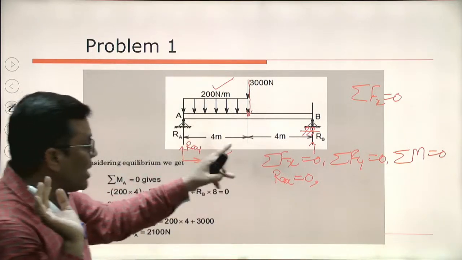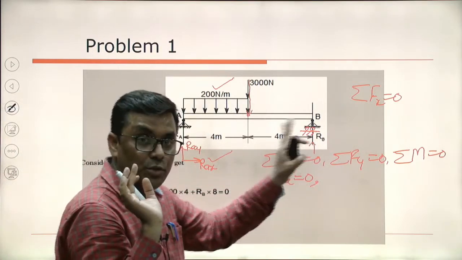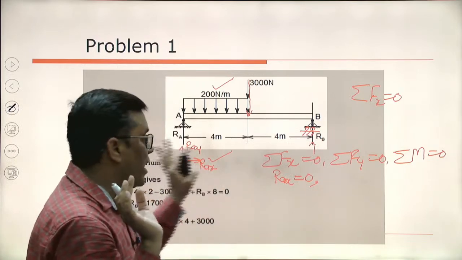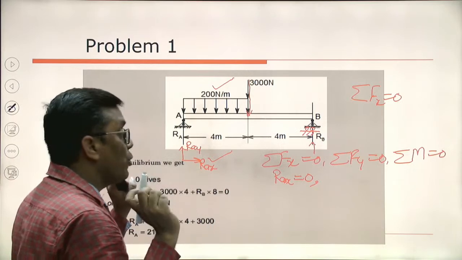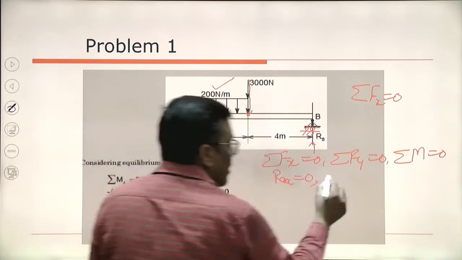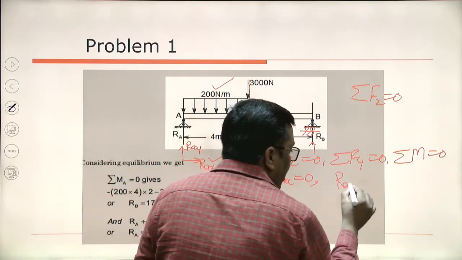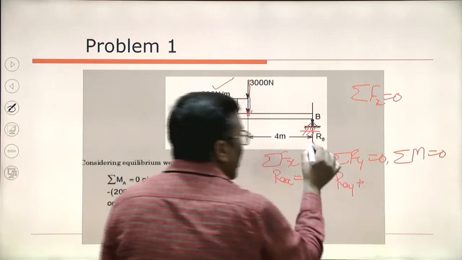नाउ आई एम कमिंग टू अनदर इक्वेशन, सिग्मा एफ वाई इक्वल टू 0. इसके सॉल्यूशन के साथ अभी हम चेक करेंगे, ठीक है ना. सिग्मा एफ वाई इक्वल टू 0. सिग्मा एफ वाई वर्टिकल फोर्सेस कितने हैं? RAY. दूसरा क्या है? RB.